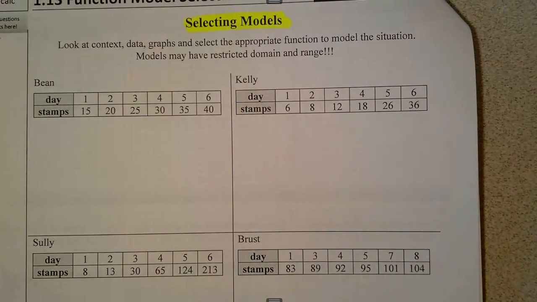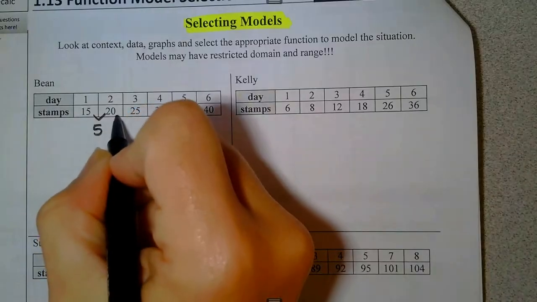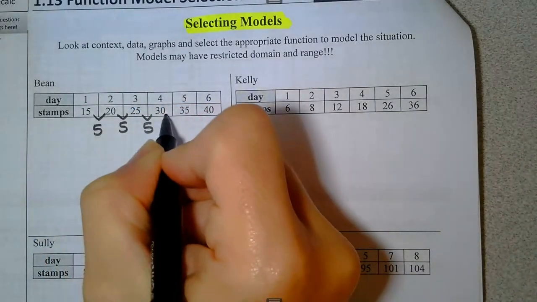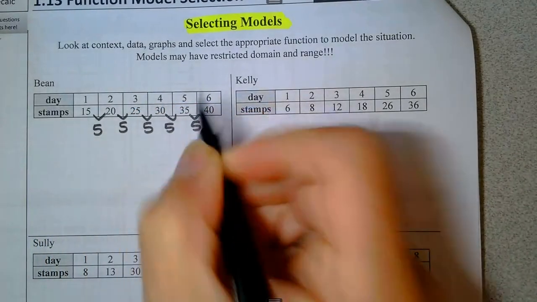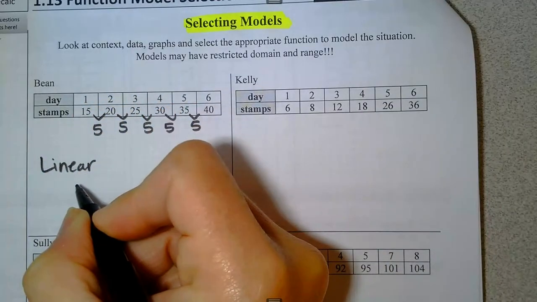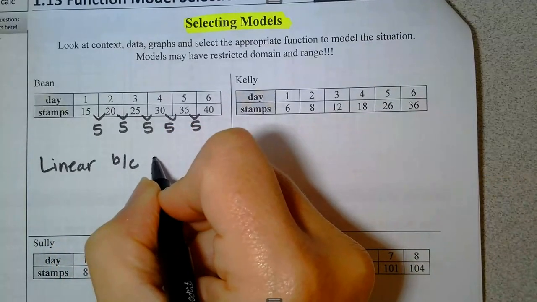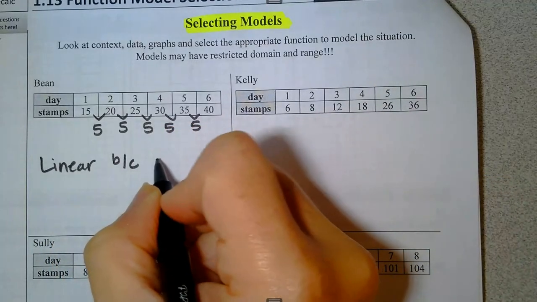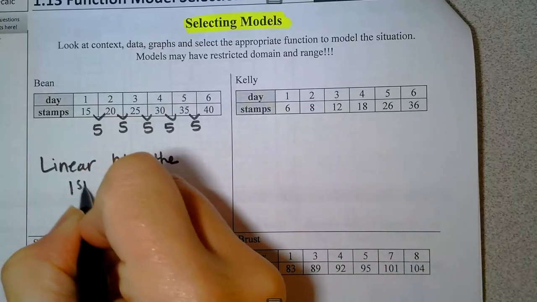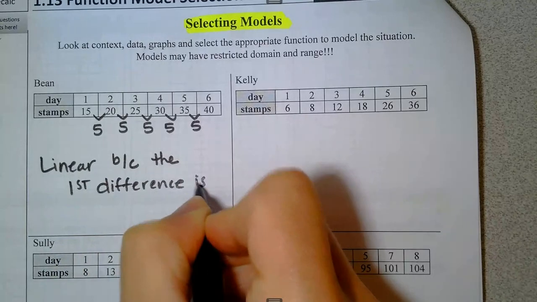So what would you guys do? Linear. Okay. What do you jump in and start doing right away? Find the differences. Yeah. Awesome. I feel like this has been drilled into your brains. It is linear because why? It goes up by 5 every time. So what would we say? Constant rate of change. The first difference is constant.